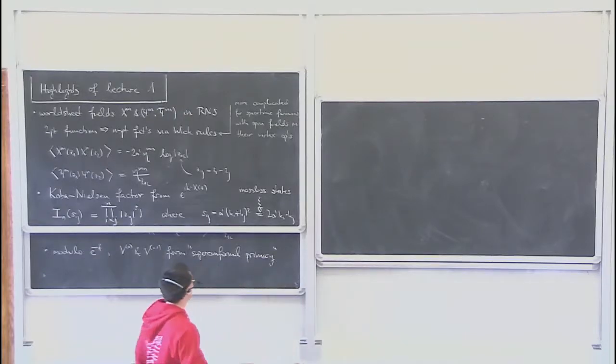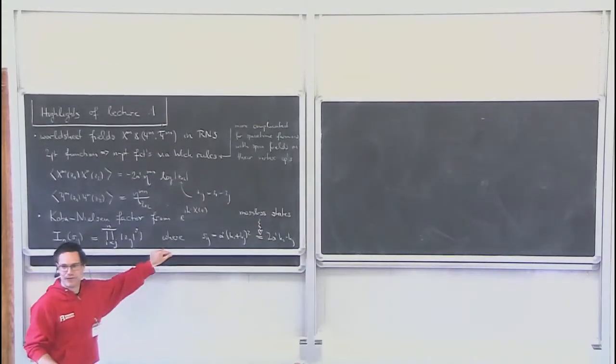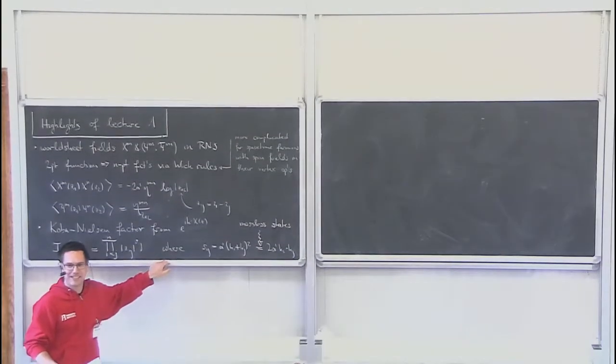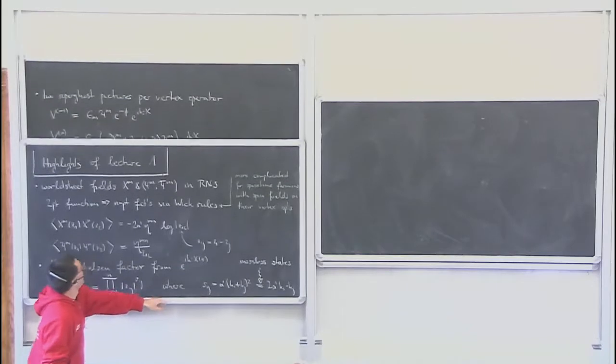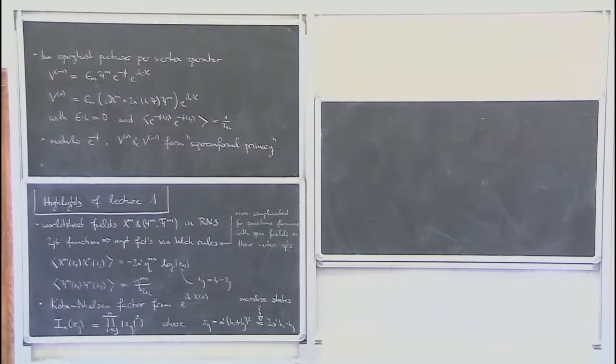All right, let's start straight away by reviewing the highlights of yesterday's lecture. Okay, highlights might be person dependent, but let me recap what we need in the first part of today's lecture. We started to look at the tree-level amplitude prescription in the RNS formalism.